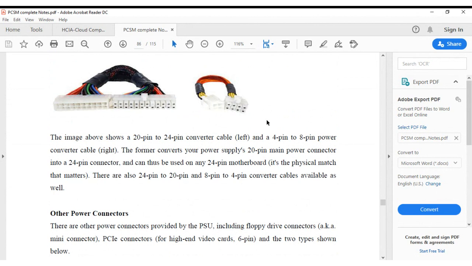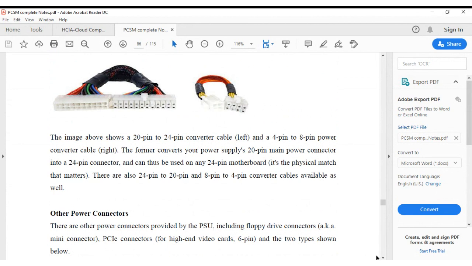Now, the former converts your power supply's 20-pin main power connector into a 24-pin connector, and thus can be used on any 24-pin motherboard. There are also 24-pin to 20-pin and 8-pin to 4-pin converter cables available as well.